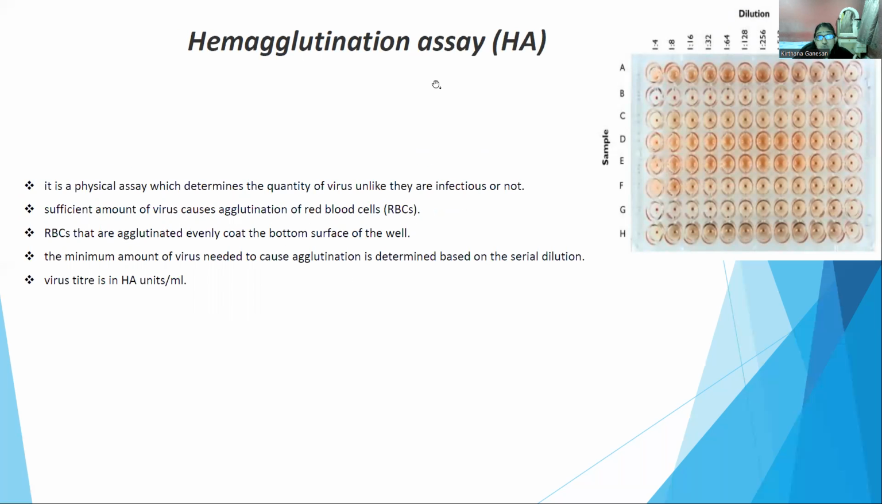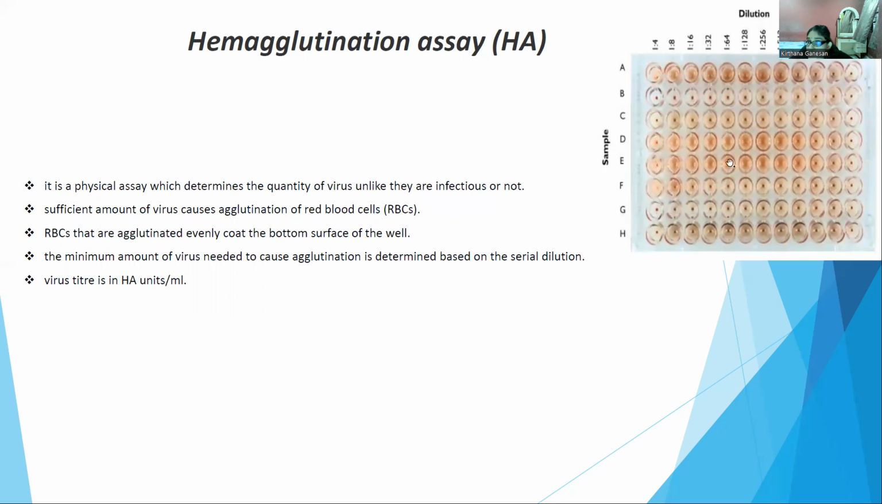So what is hemagglutination assay? It is a physical assay which determines the quantity of virus, whether or not it is infectious. A sufficient amount of virus causes agglutination of red blood cells. The red blood cells that are agglutinated evenly coat the bottom of the well. The minimum amount of virus needed to cause agglutination is determined based on serial dilution.